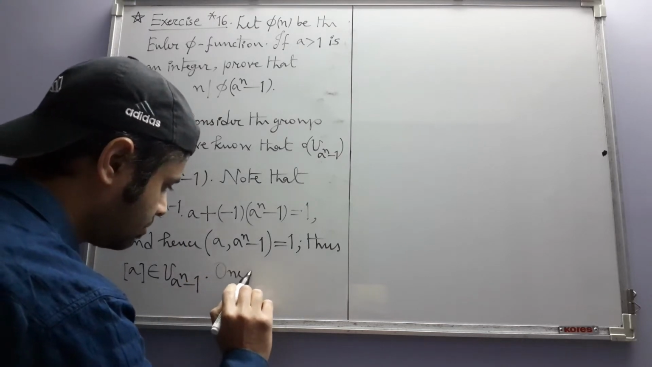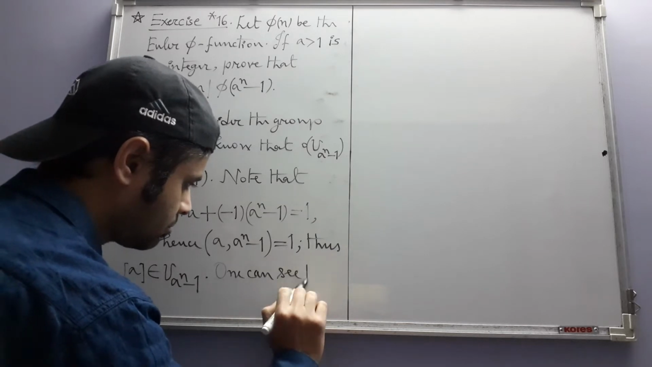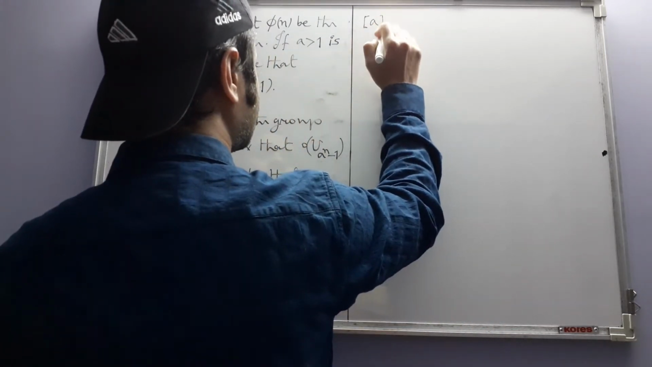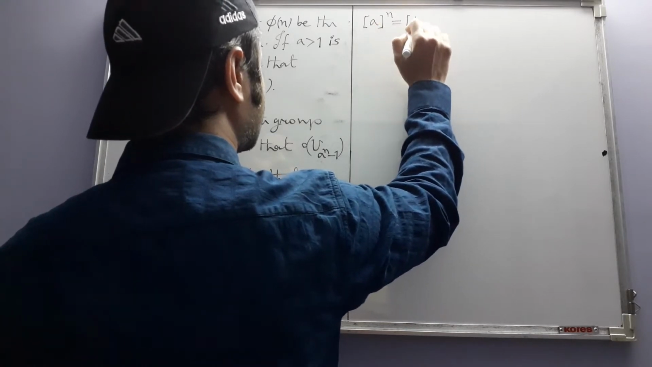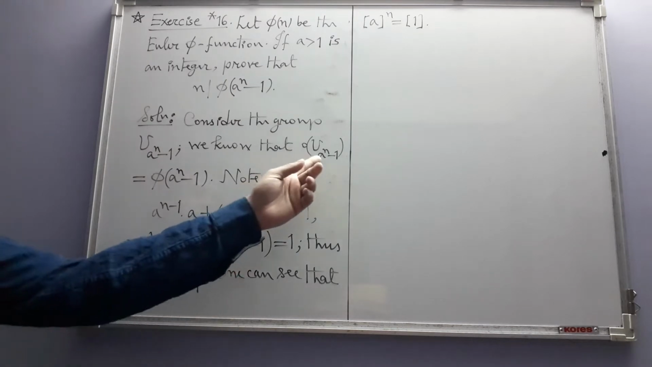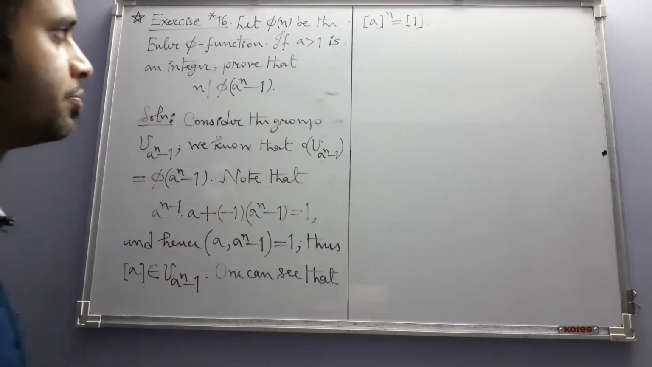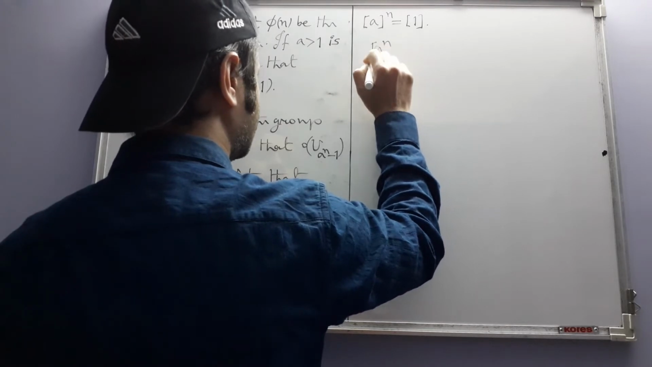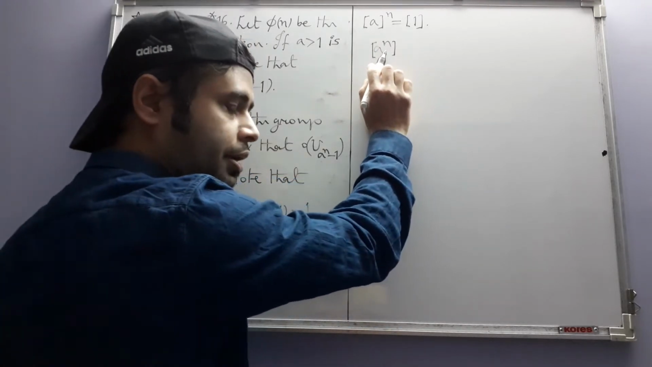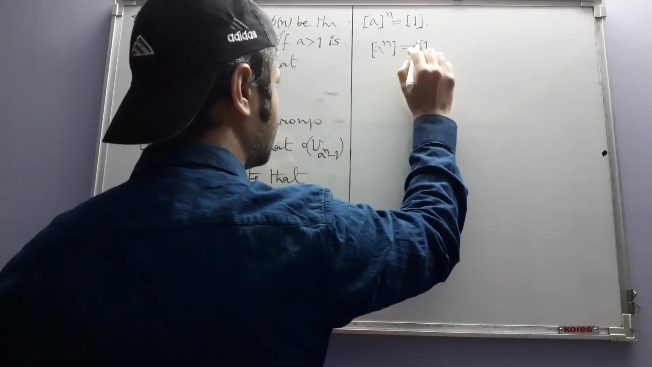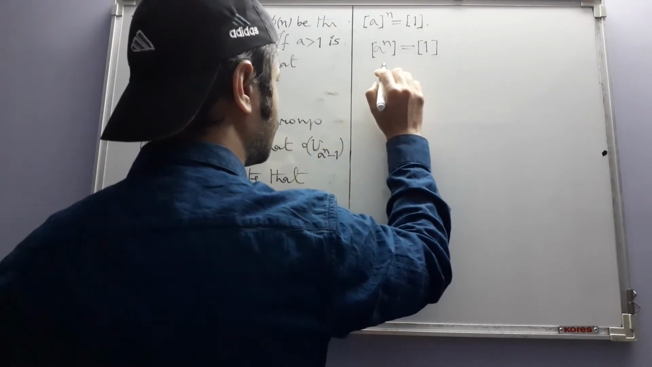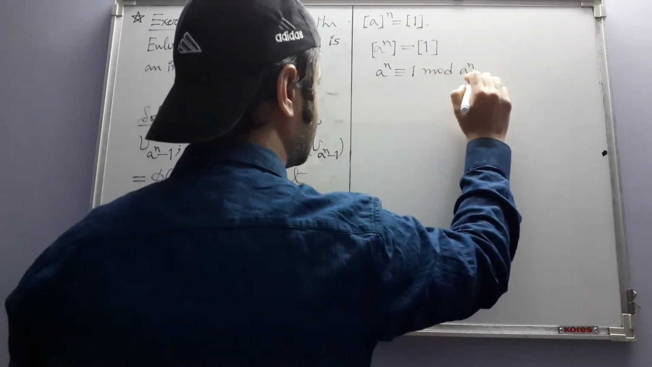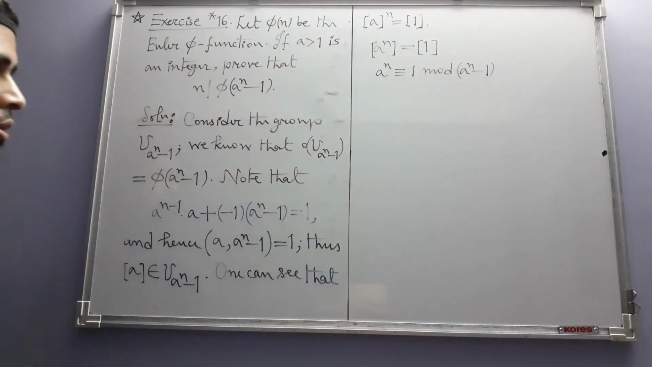One can see that this equation is true in this group. Why? What is the meaning of this equation? If you simplify the situation, it just tells you that the congruence class containing the integer a^n and the one containing the integer 1 are equal. That means a^n is congruent to 1 mod a^n - 1. Don't forget what the modulus is. This is the modulus. Is this congruence true?